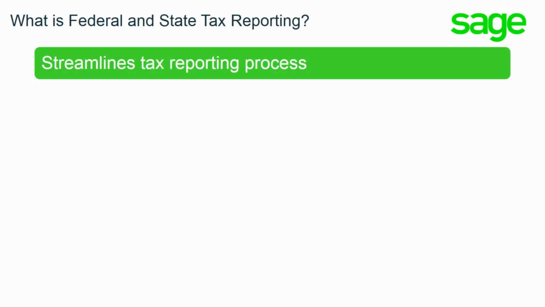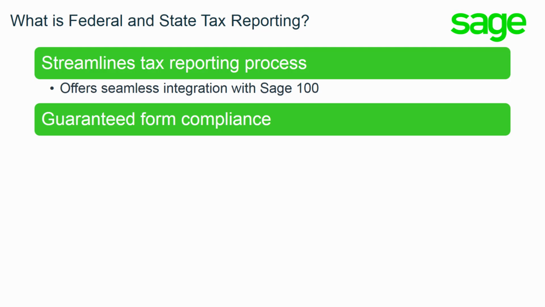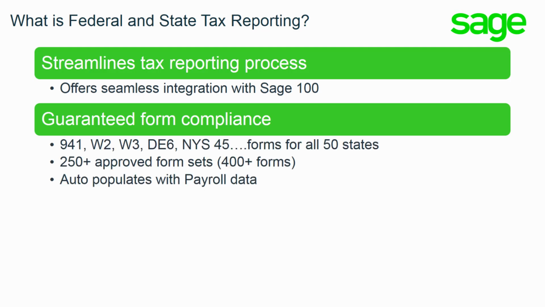The federal and state tax reporting streamlines your tax reporting process. This task uses a seamless integration with the Atrix tax reporting service that allows you to print signature-ready federal and state tax forms using plain paper or to electronically file those forms. You're guaranteed form compliance, whether it's federal forms such as the 941 and W-2, state forms such as the DE-6 or NYS-45, and there are forms for all 50 states.